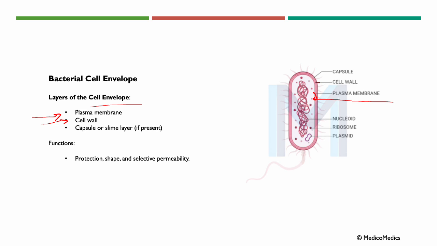Now, what is the function of the cell envelope? Well, to protect, shape, and for selective permeability. So the cell envelope is like a bacteria's armor. It's protecting it from the environment. And as mentioned, it has multiple layers. And it has a membrane which controls what goes in and out. And what you need to remember is that this cell envelope is what makes bacteria tough and resilient.